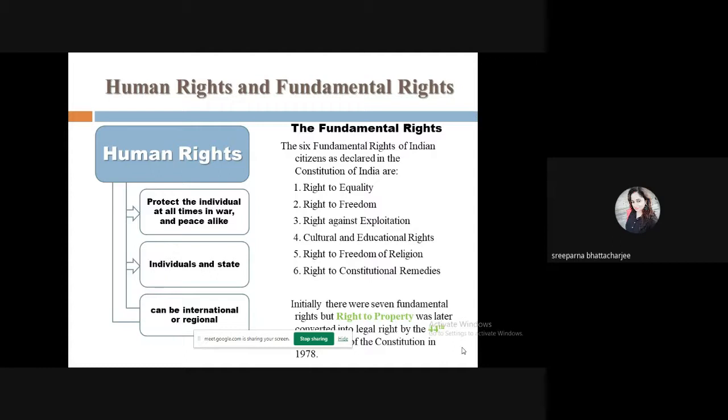Right to equality, right to freedom, right against exploitation, cultural and educational rights, right to freedom of religion, and right to constitutional remedies. All these are the rights that elucidate how the nation has been, from its inception, striving for people's rights and people's entitlements. Okay, so in a democracy, there is always a tendency to make the system oriented towards the people and to make it a system where everyone can take part and everyone can achieve whatever he or she is entitled to.